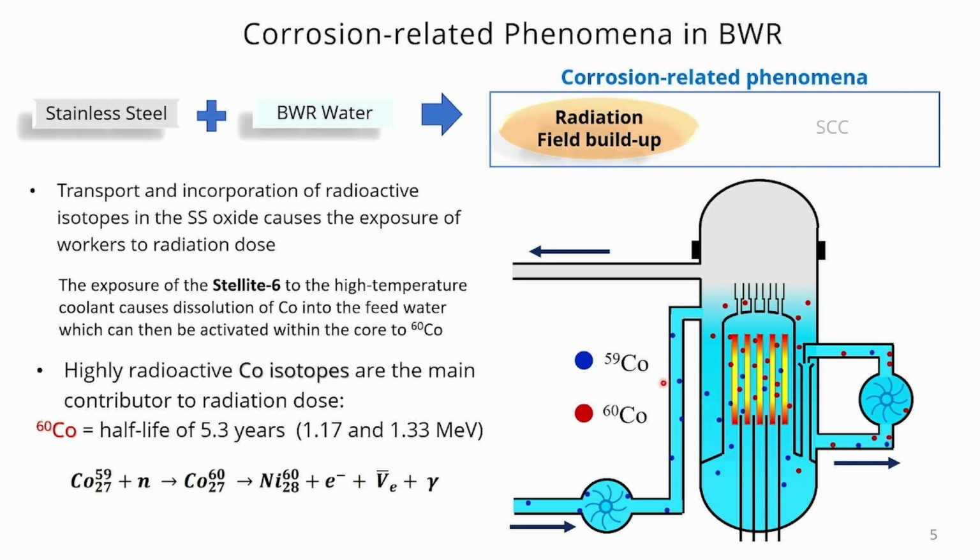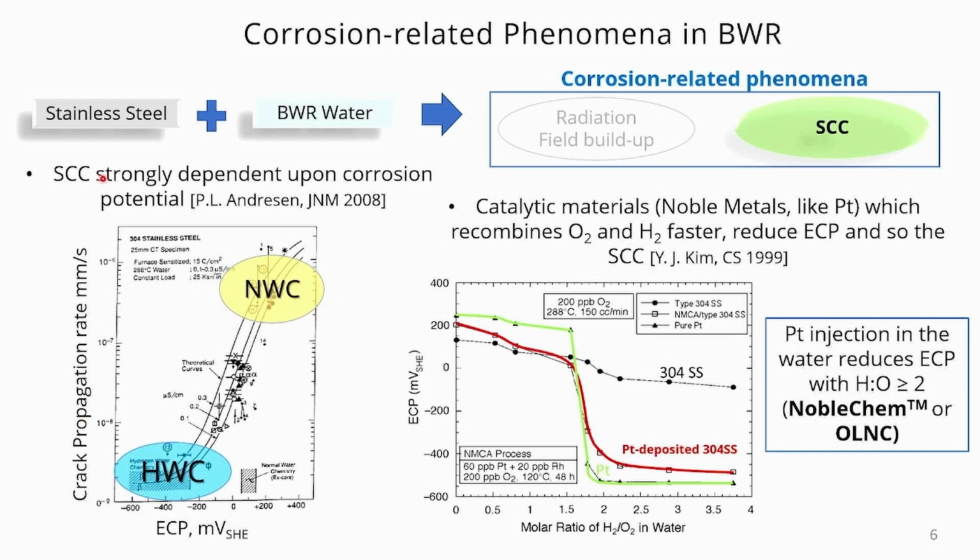The main contributor to this phenomenon is the highly radioactive cobalt-60, because it has a long half-life and releases high-energy gamma rays. On the other side, stress corrosion cracking can occur due to the highly oxidizing environment. In the normal water chemistry condition, the corrosion potential of the system measured is high. In order to decrease the ECP as well as the stress corrosion cracking occurrence, usually a high concentration of hydrogen is added to the water in the hydrogen water chemistry technology.